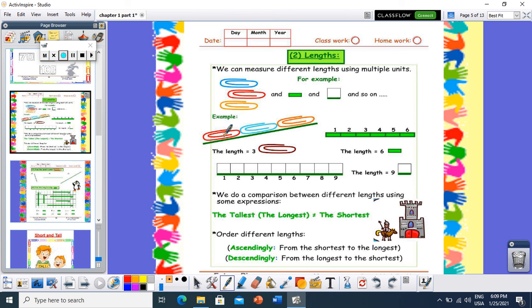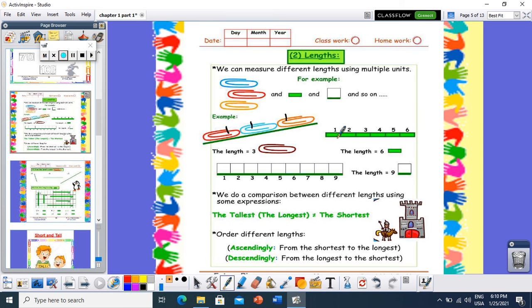How many pens do we have to measure the length of this straight line? 1, 2, 3. So I have 3 pens to measure the length of the straight line. So this straight line is 3 pens. Okay, let's see the next one.